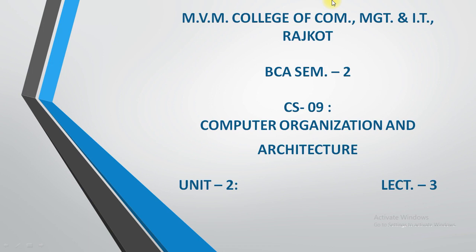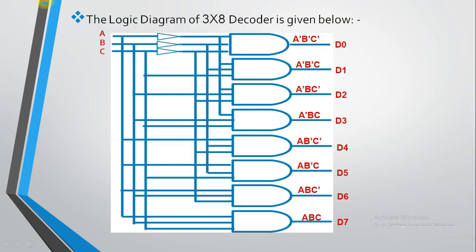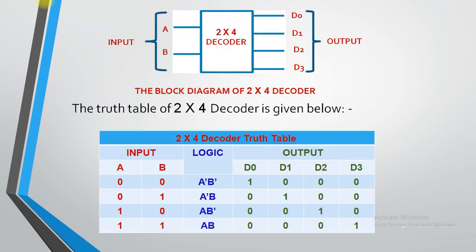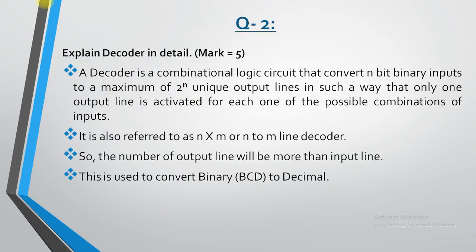Before starting today's session, I would like to give a short information regarding decoders. Let me share the previous session slide over here so that we can revise for 5 minutes, so that I can easily explain today's session. Decoder is a type of combinational circuit in which there are n bits of binary input and 2 raised to n outputs.